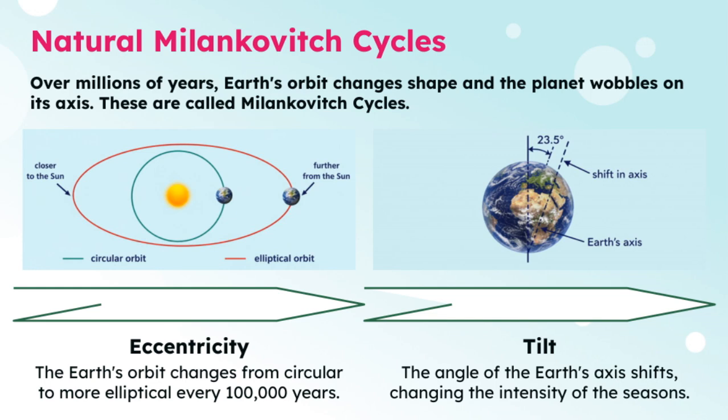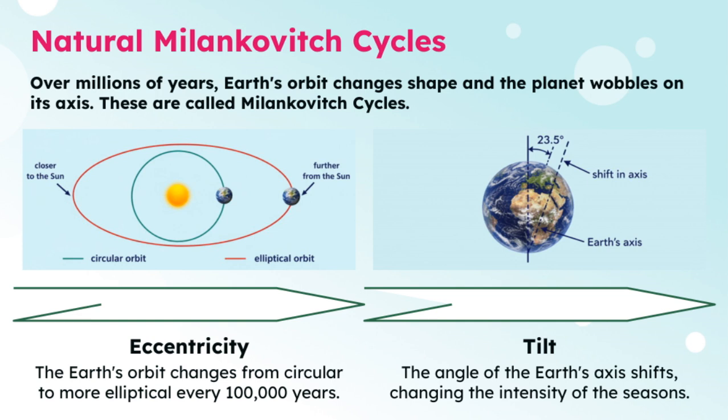Milankovitch cycles are long-term changes in Earth's movement around the Sun. They affect how much solar energy different parts of Earth receive. One cycle is eccentricity. Eccentricity refers to the shape of Earth's orbit. Over very long periods, Earth's orbit changes from being more circular to more elliptical. This affects how close Earth is to the Sun at different times. Another cycle is tilt. Tilt refers to the angle of Earth's axis. When the tilt changes, it affects the intensity of the seasons. A greater tilt can make seasons more extreme.